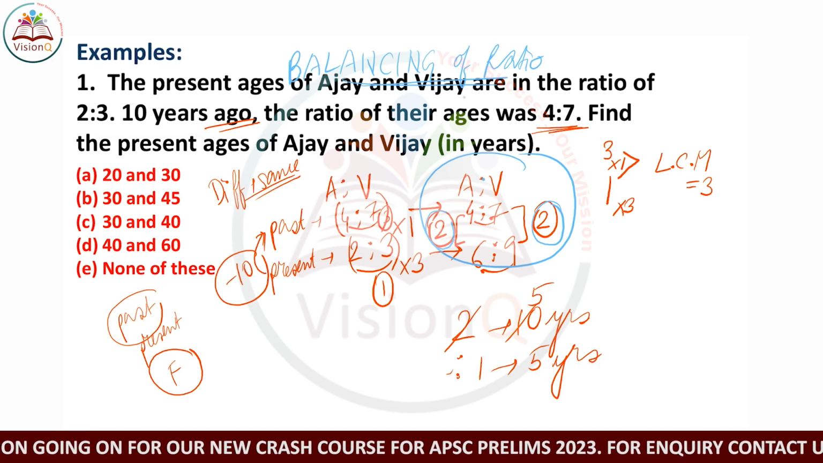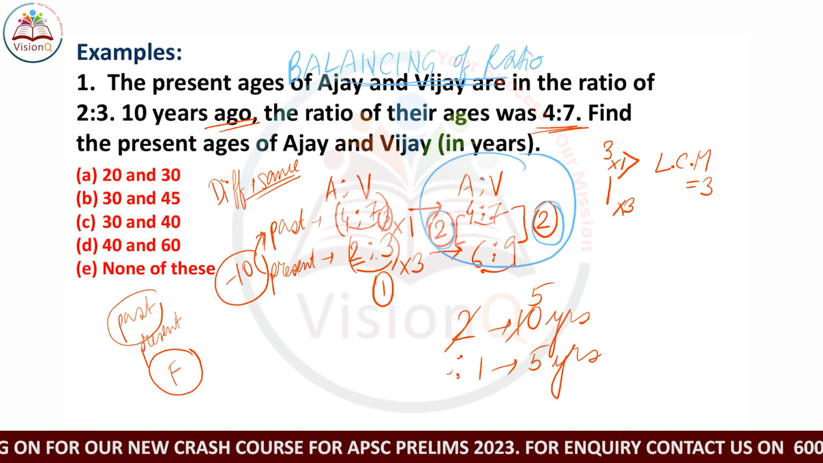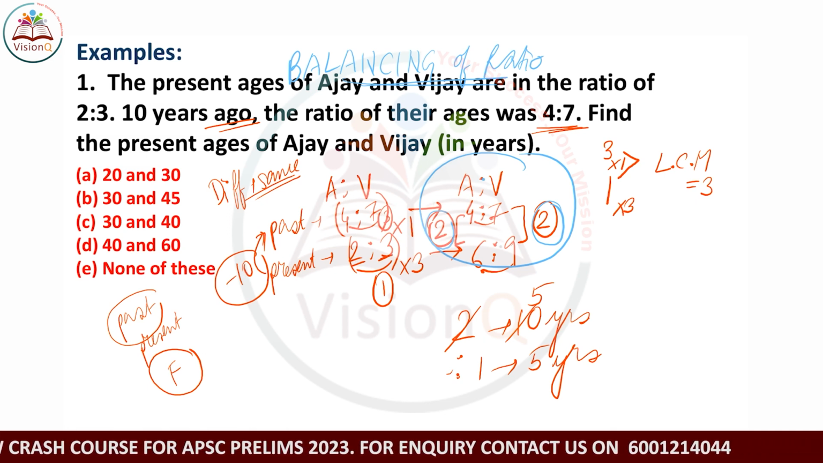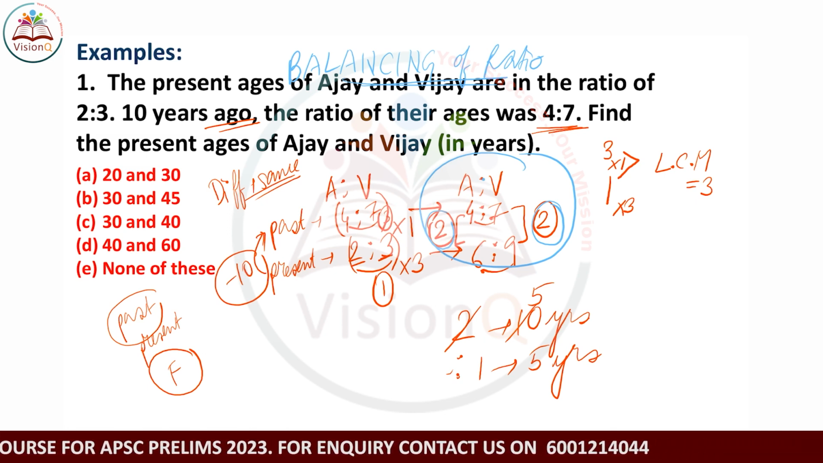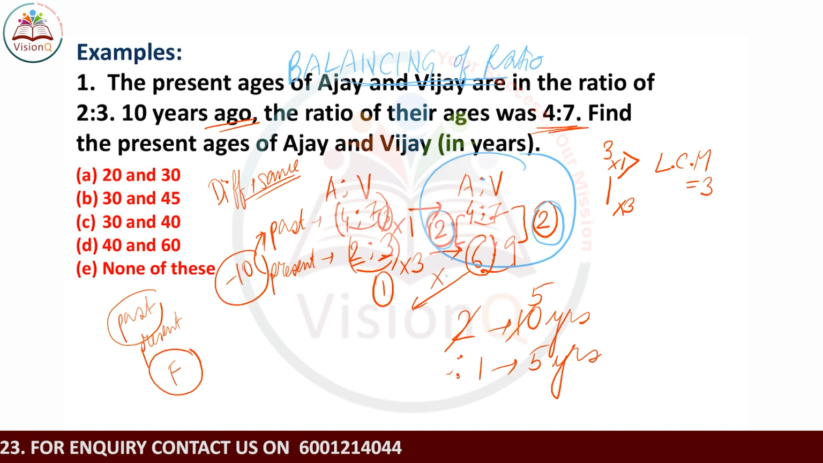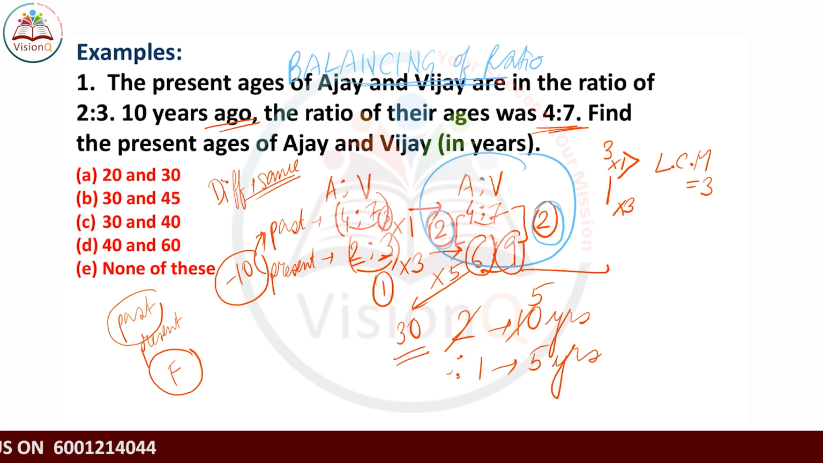Now, in the present, the ratio was initially what? 2:3. But now it has changed and it has become what? 6:9. So, the present age of Ajay is 6 as per ratio. So, if 1 is 5 years, 6 is how much? 6 into 5, 30 years as per ratio, isn't it? And the present age of Vijay will be how much? 9 into 5, which is 45 years. So these are the present ages of Ajay and Vijay. So the answer is option number B, 30 and 45 years.